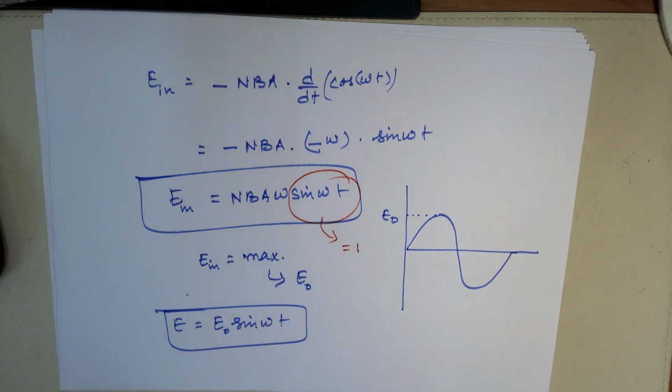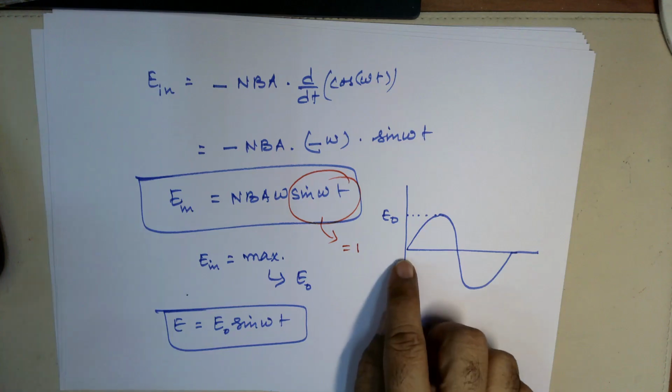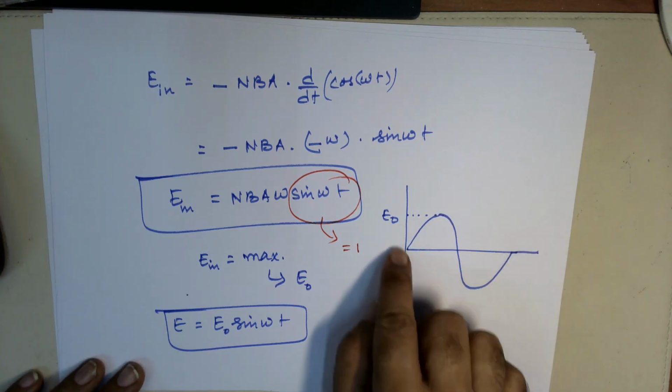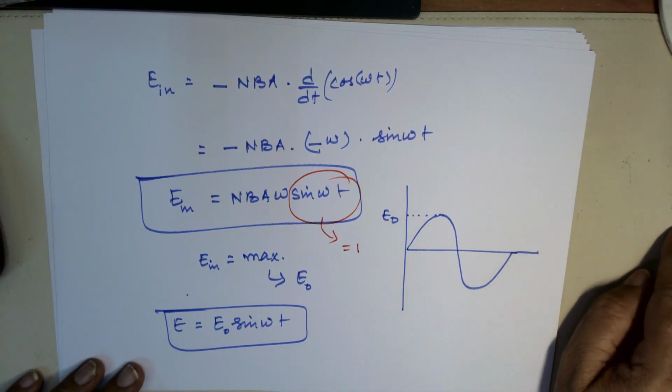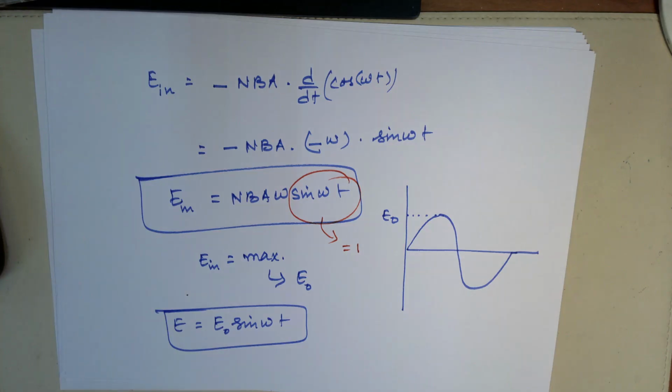So what does it mean? Sin zero becomes zero, no current. When it is at 90 degrees, it achieves the maximum peak. And that is why you are able to get the alternating current with maximum, minimum, maximum, minimum, maximum, minimum. I hope now you should be able to understand.